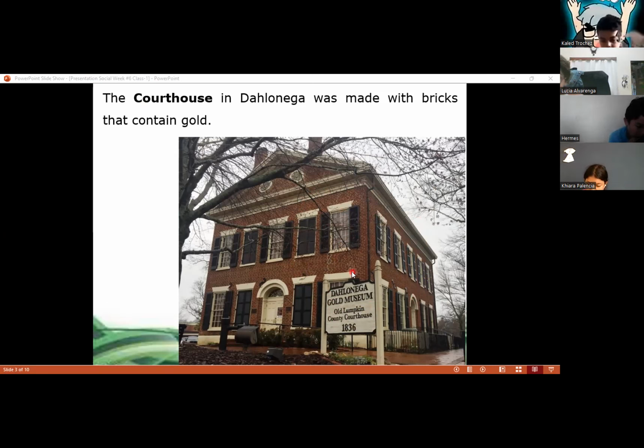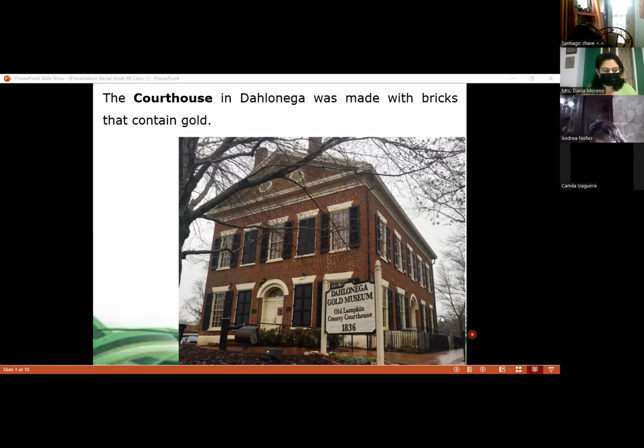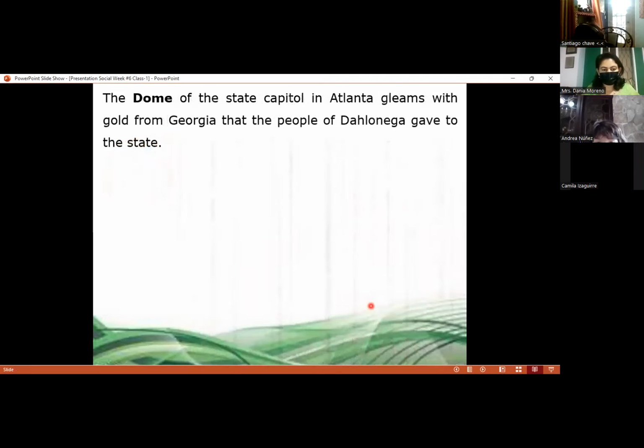Dahlonega Gold Museum. Old Lumpkin County Courthouse, 1836. Excellent, that is what it said there. Now let's continue here with the information. Imagine how surprising it can be to see a place that is made of gold, where the bricks contain gold. Your house and my house don't contain gold, but imagine this courthouse, it contains gold. That's so interesting. Now let's continue with the reading here.